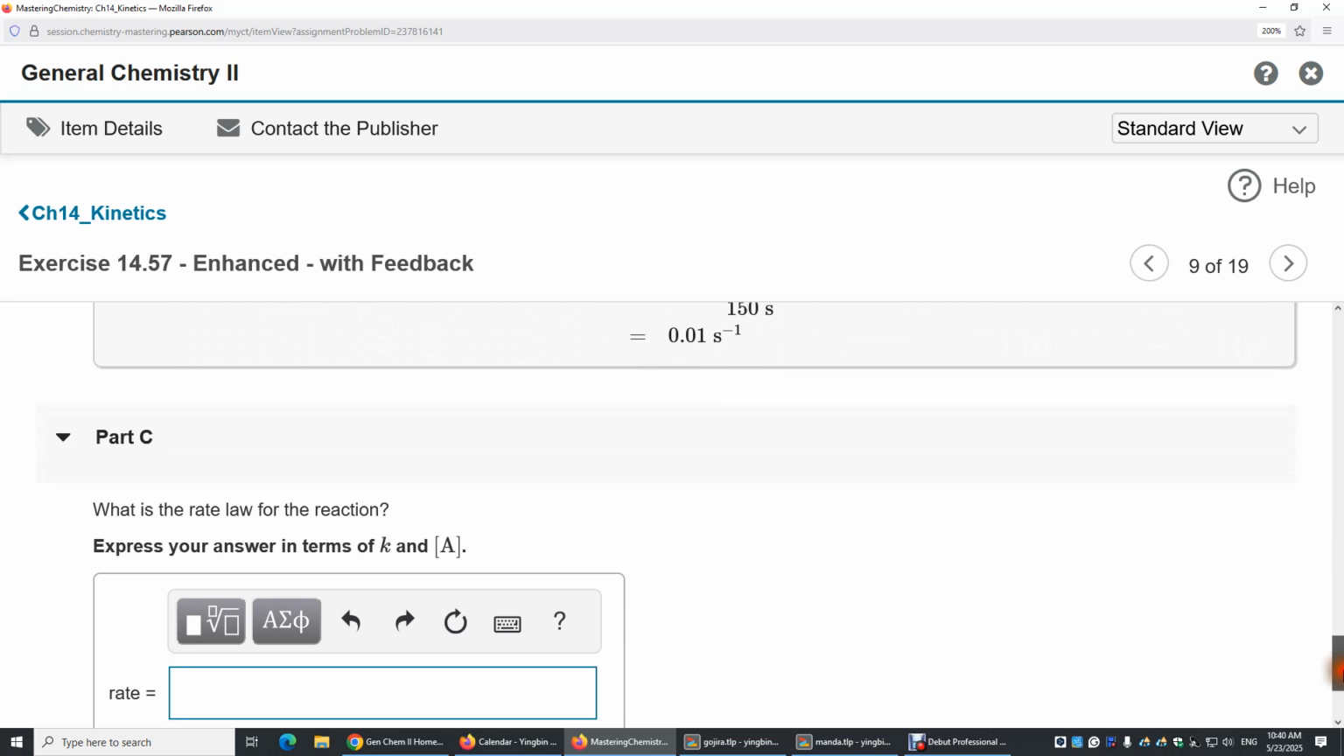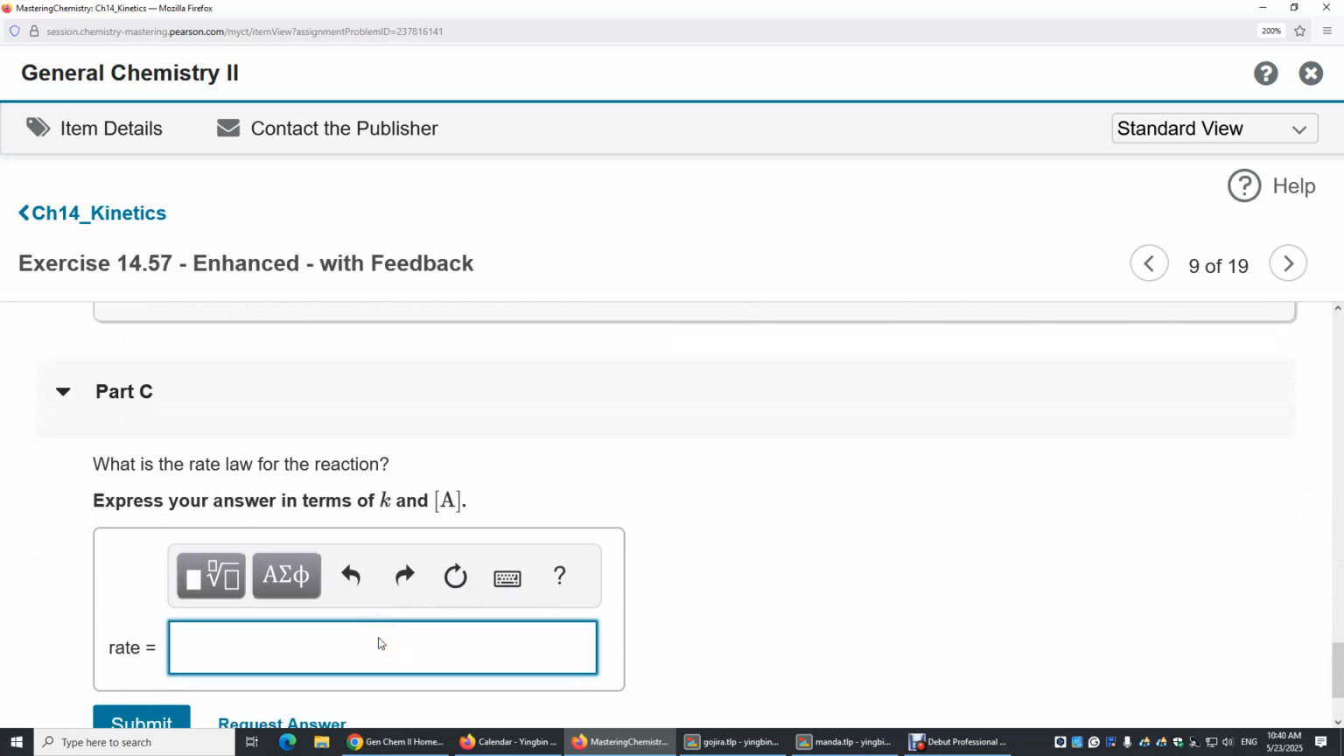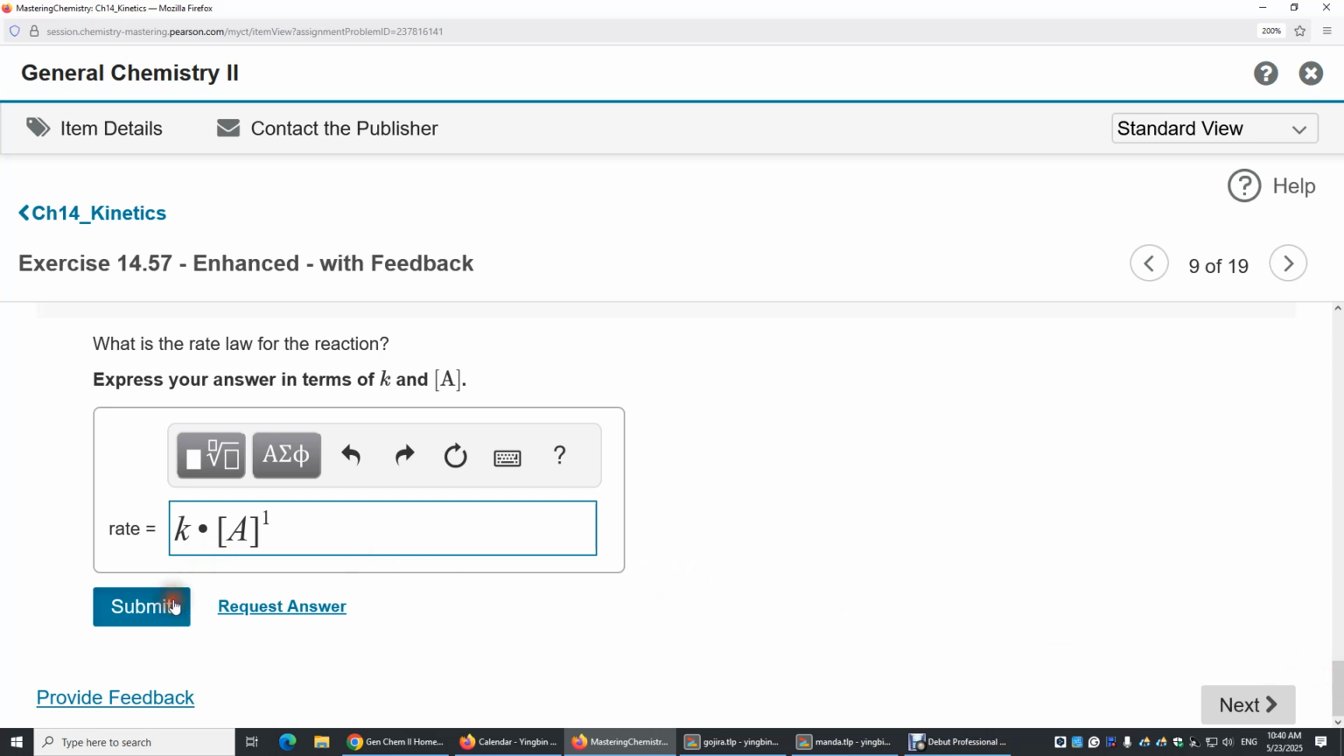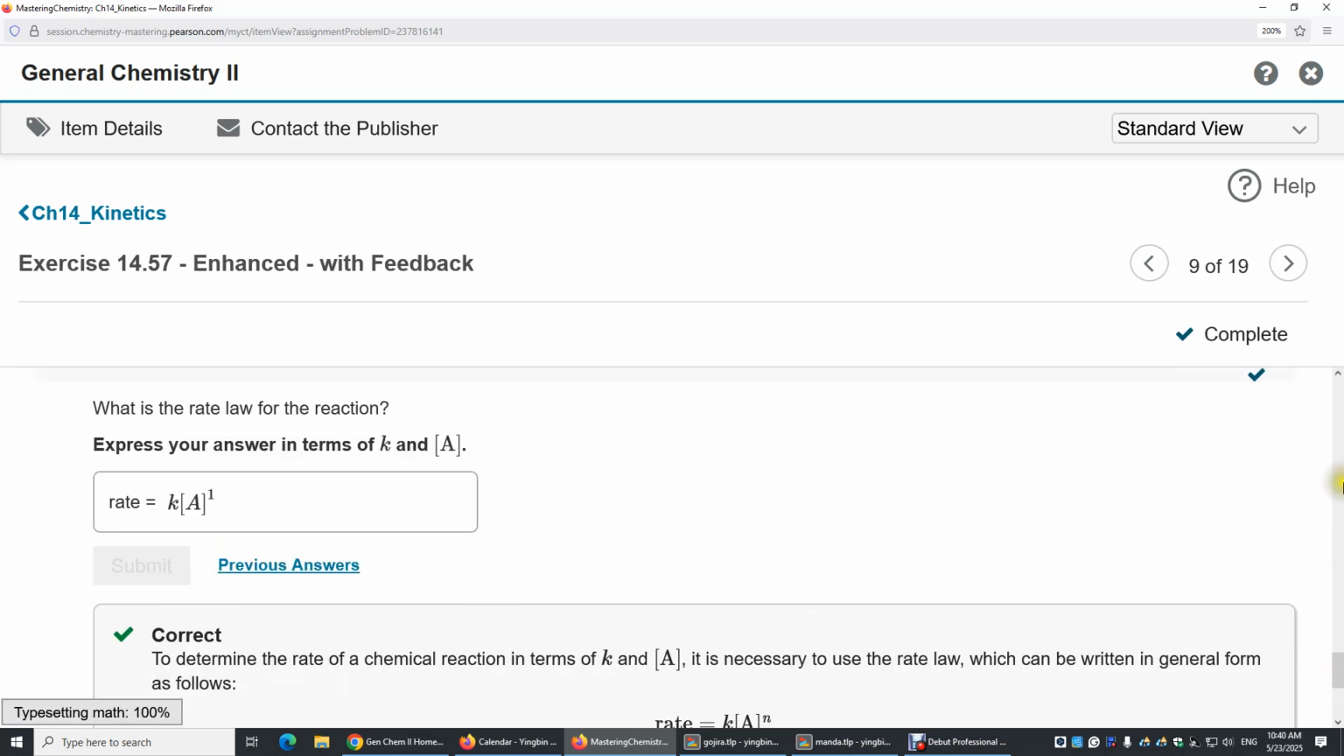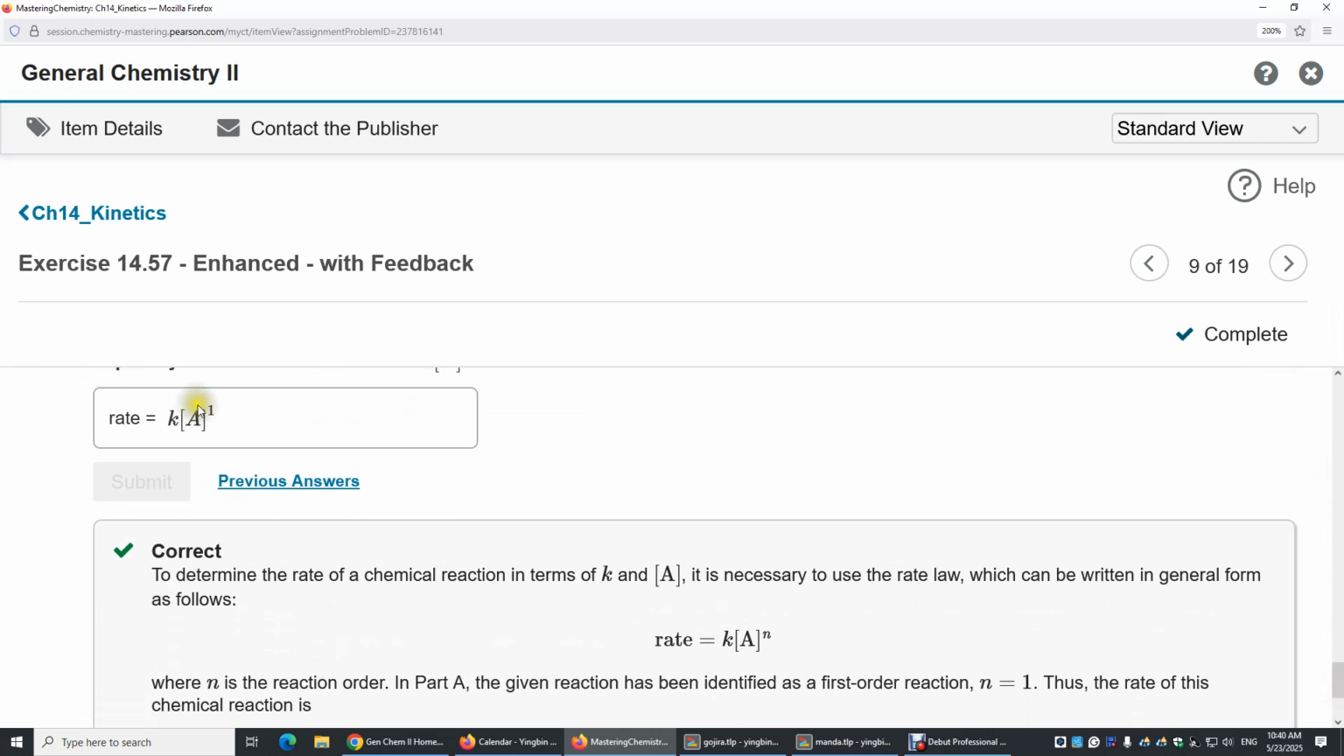Part C, what's the rate law for this reaction? This is easy. The rate is K times A to the power of 1. That's it. Let me see if I can put 1 in the superscript here. Oh, alright, so it's accepted. Also, you can just write K A.